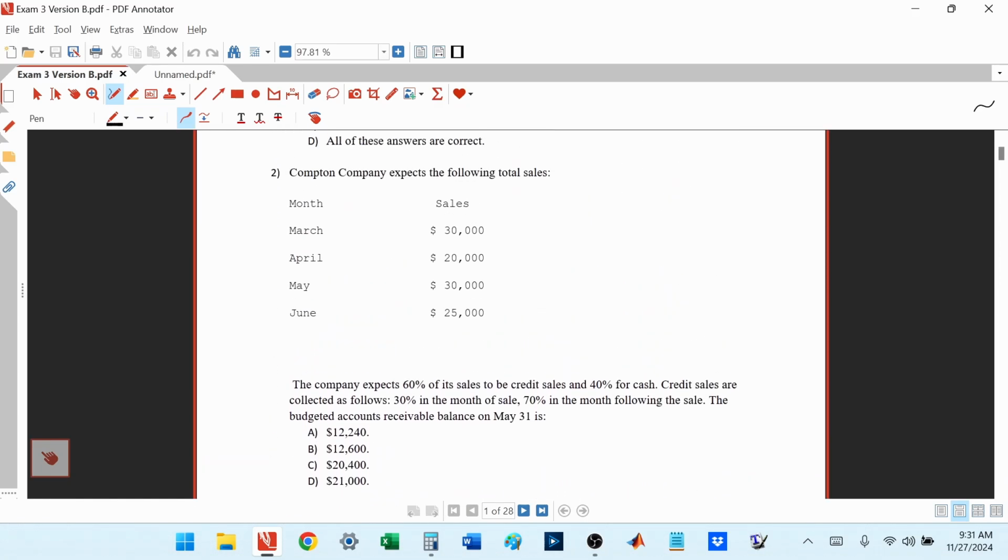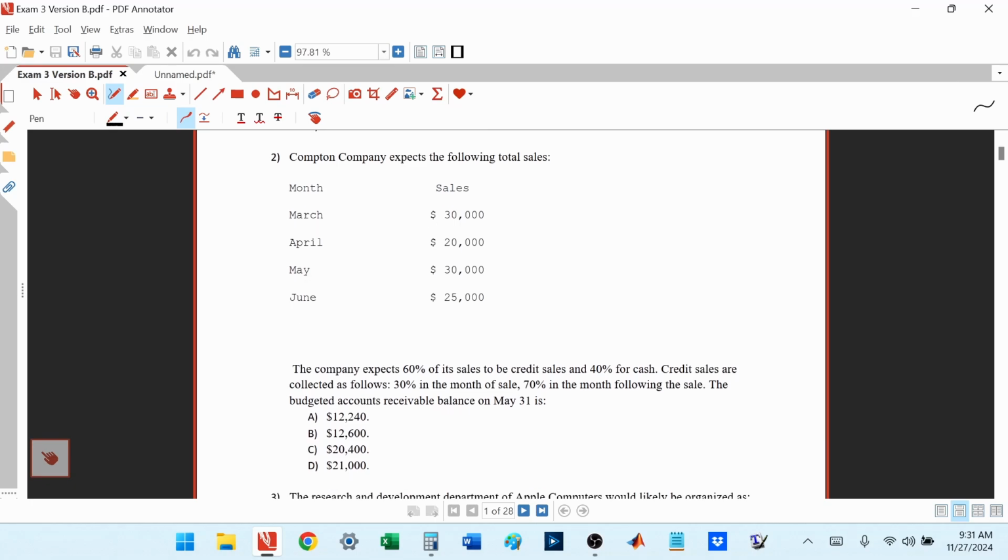Let's do question 2. This is one of the 10 most missed questions. Compton Company expects the following total sales for the first quarter. No, not for the first quarter. It looks like for the second quarter of the year. March, April, May, June. Not even the second quarter, but for these months, these are the expected total sales. What's the question? The budgeted accounts receivable balance at the end of May is what?